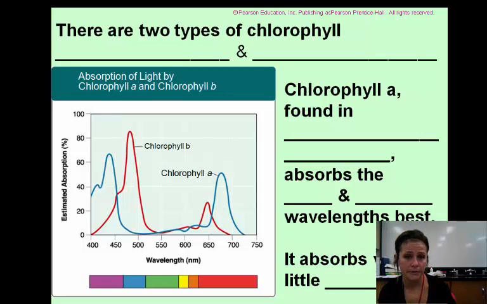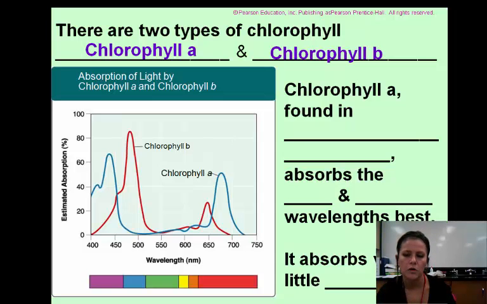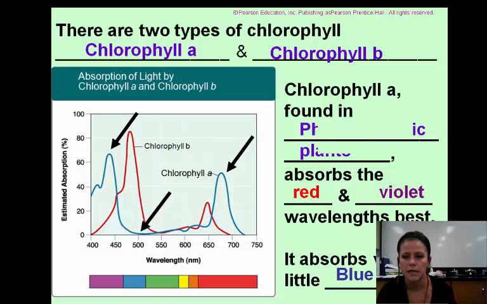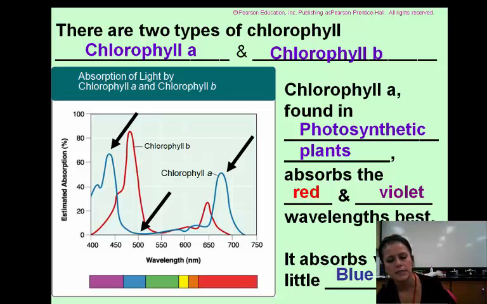So there are two types of chlorophyll. There's chlorophyll A and there's chlorophyll B. Chlorophyll A is found in photosynthetic plants. It absorbs red and violet wavelengths best. Okay, so obviously you can see here it's reflecting a lot of green. So looking at percent absorption, if we have a large percent, that means it's absorbing that color. And again, we're reflecting a lot of green. It absorbs very little blue as well.